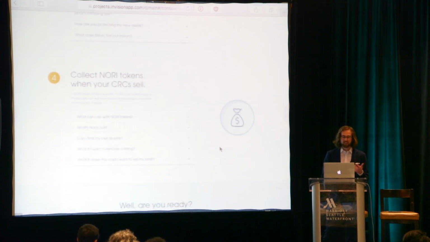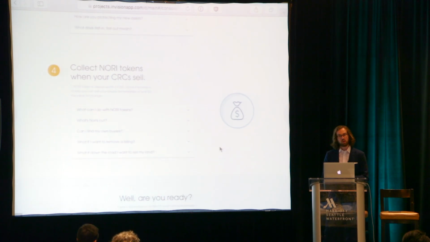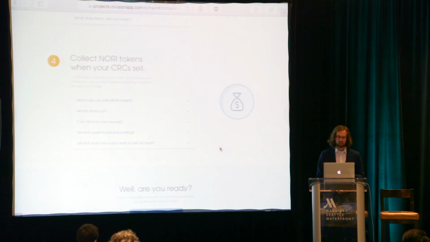The last step is collecting Nori tokens when your CRCs are sold. So what can I do with Nori tokens? What's Nori's cut? How does Nori make money? Can I find my own buyers? What if I want to remove a listing? And what if down the road I want to sell my land?